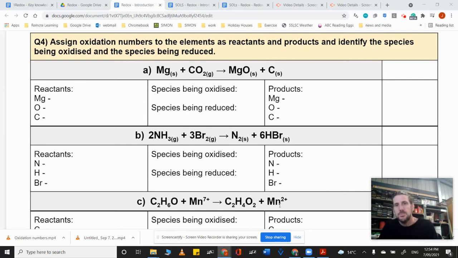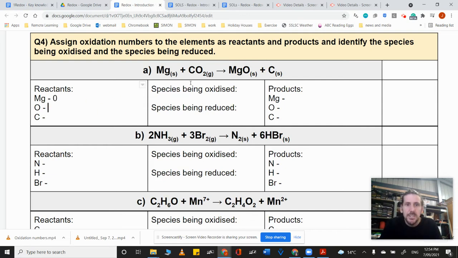Last question here is where we're looking at assigning oxidation numbers to work out what's being oxidized or reduced. So let's get stuck into it. First of all, I need to assign oxidation numbers to both my reactants and my products. So I've split it up here. Magnesium is an element. That means it is 0.